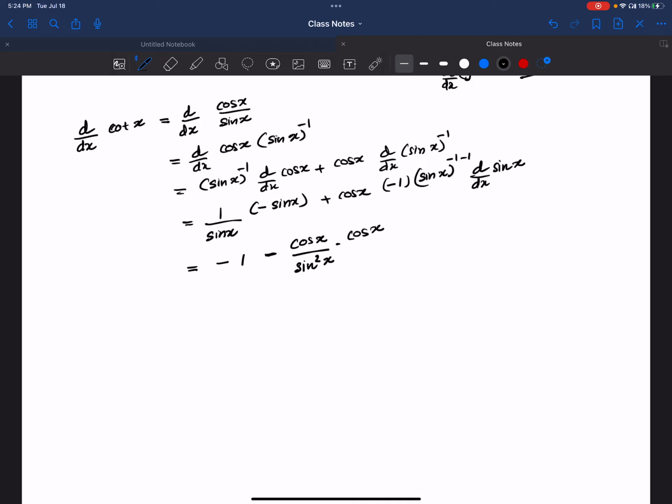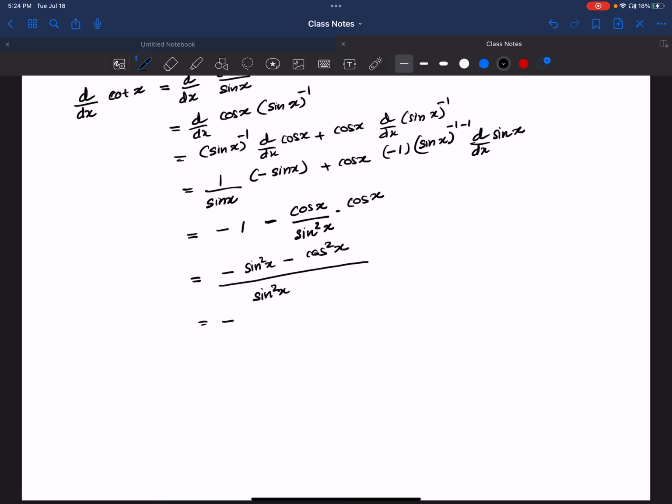This is negative 1 times cosine x squared over sine x squared. We have negative 1, I take sine squared as my common denominator. Sine squared x. You have sine squared x minus cosine squared x.